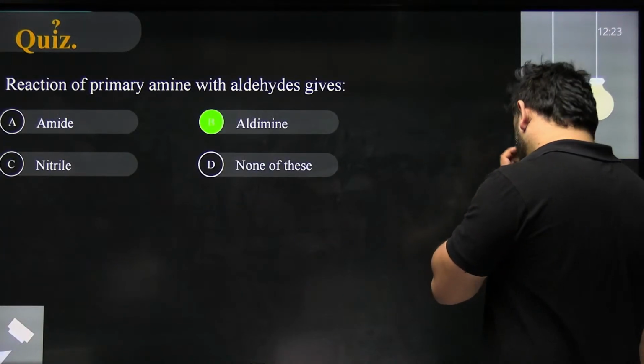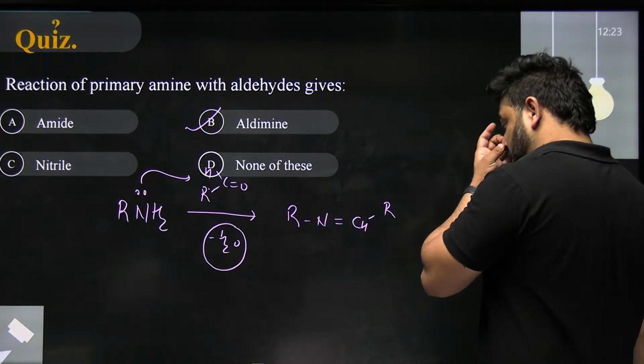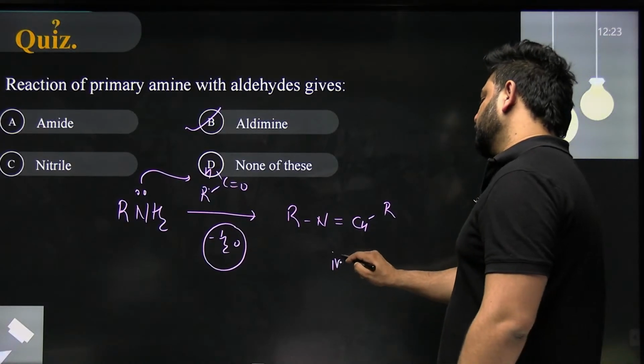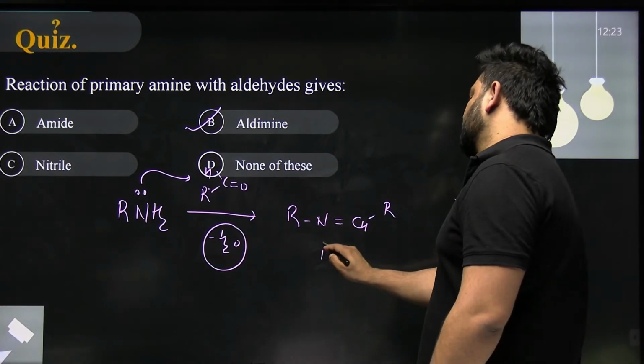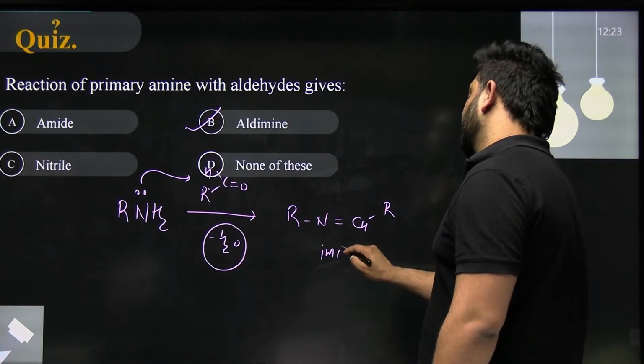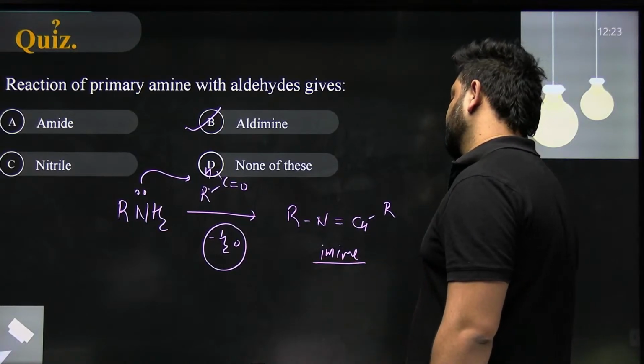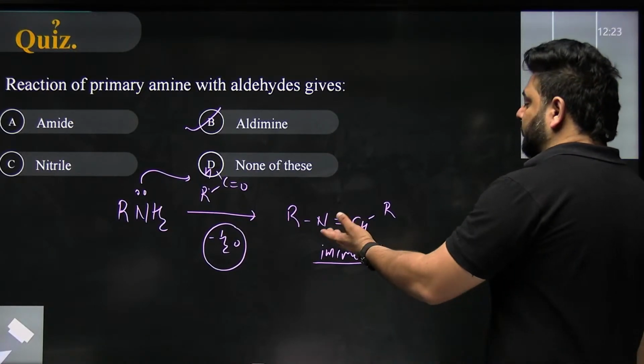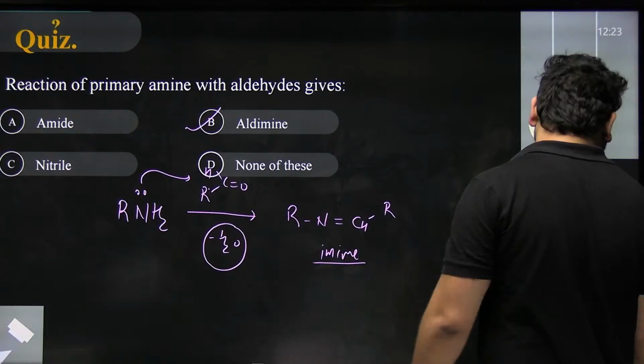B, aldimine. Oh, this is just named as aldimine. So this is imine. This is called secondary. This is like imine, and this imine connected with aldehyde becomes aldimine.